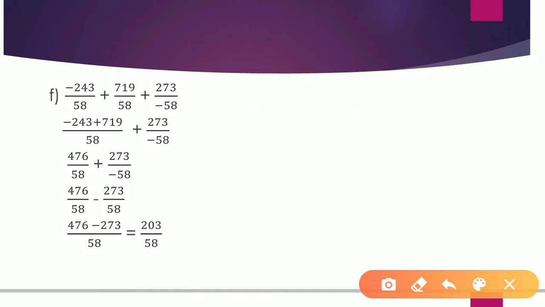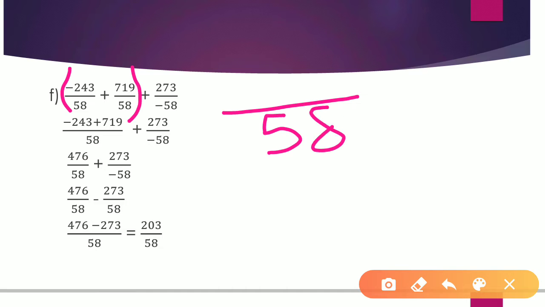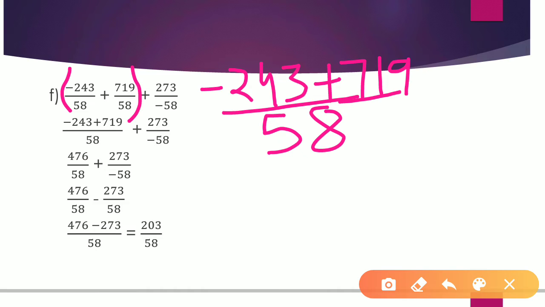So first take these two terms. So here the denominators are same. So first of all in the denominator write 58. And what about the numerator? The numerator is minus 243. After that, what is the sign? The sign is plus, and then the second numerator is 719, and this last term will be as it is. You can write it down as it is.